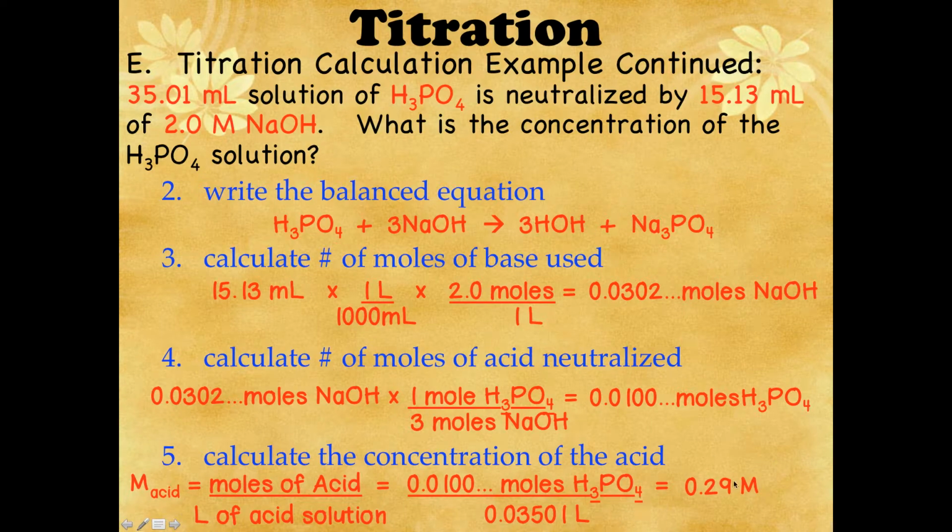So then now, as a chemist, we would figure out if that number is too high or too low, or if it's just right, and then you would analyze the data. But this is the calculation.